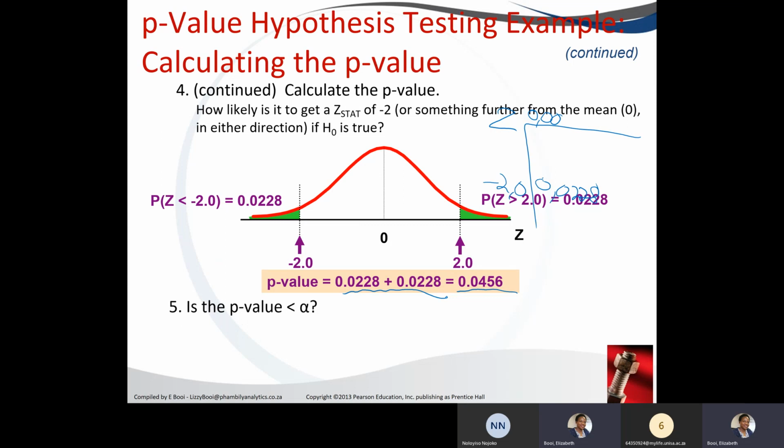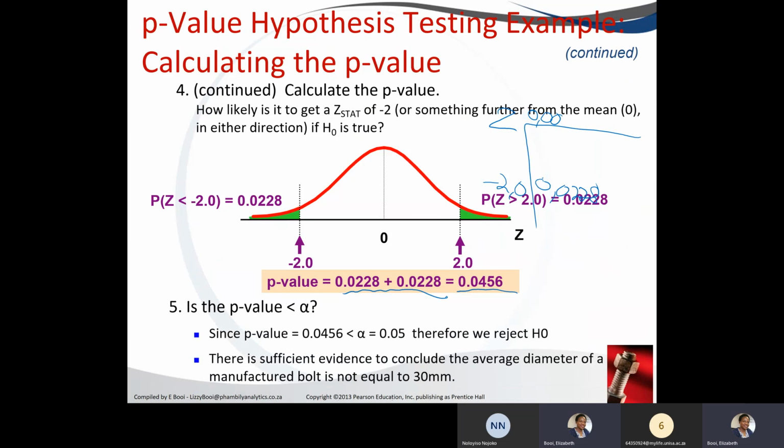And we can make a decision. The decision says if the p-value is less than alpha, we reject the null hypothesis. The p-value is less than alpha, so we're going to reject the null hypothesis. The same question, same information. Whether we use the critical value or the p-value, we find the same conclusion.